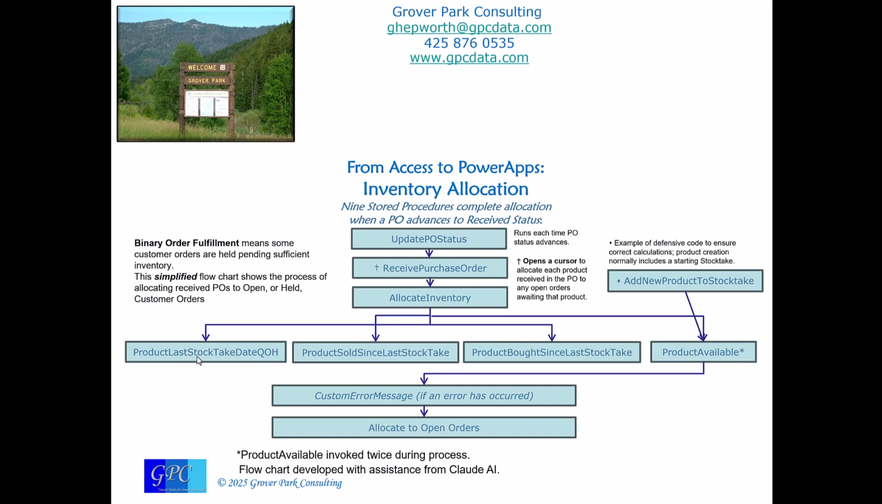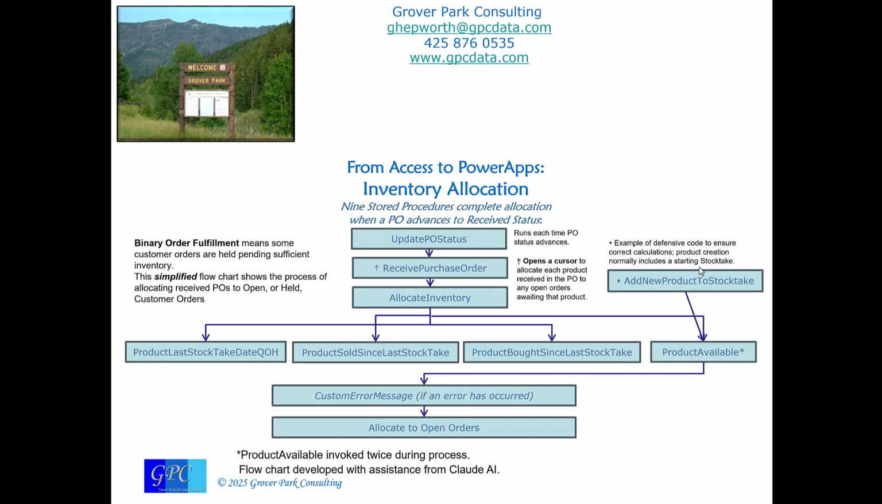The first is product last stock take date and quantity on hand. From this stored procedure, we get the last stock take date for the product we're looking at and the quantity on hand in our warehouse as of that stock take date. 2 pieces of our puzzle. Product sold since last stock take tells us how many units of that product were sold since that last stock take date. Product bought since last stock take tells us how many units were bought. Product available tells us how many units are currently sitting in our warehouse as of this moment.